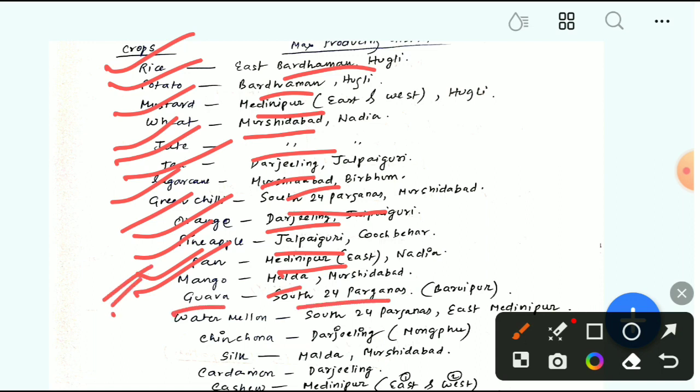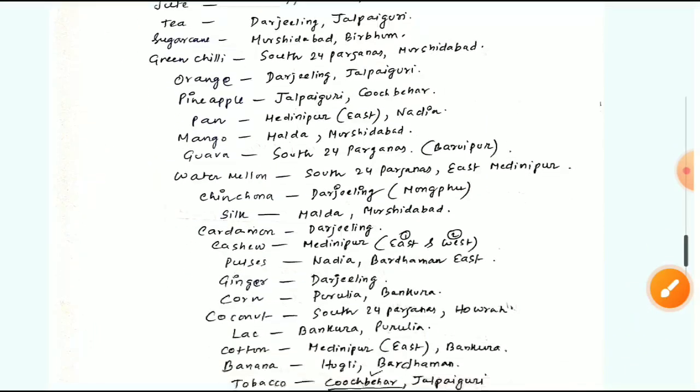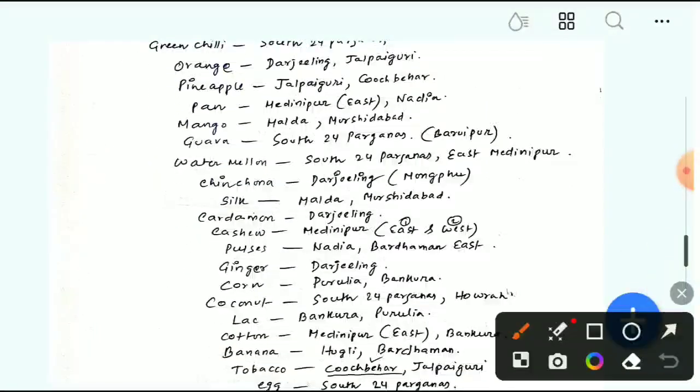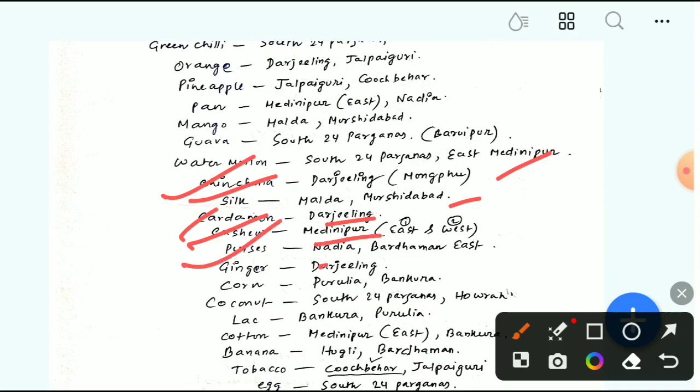Guava, South চব্বিশ পরগনা, this is also important. Watermelon, South চব্বিশ পরগনা, since maximum deltas are present here. Cinchona, Darjeeling. Silk, Malda. Cardamom, Darjeeling. Cashew nuts, Medinipur. Pulses, Nadia. Ginger, Darjeeling. Corn, Purulia. Coconut, South চব্বিশ পরগনা. Lac, Bankura.